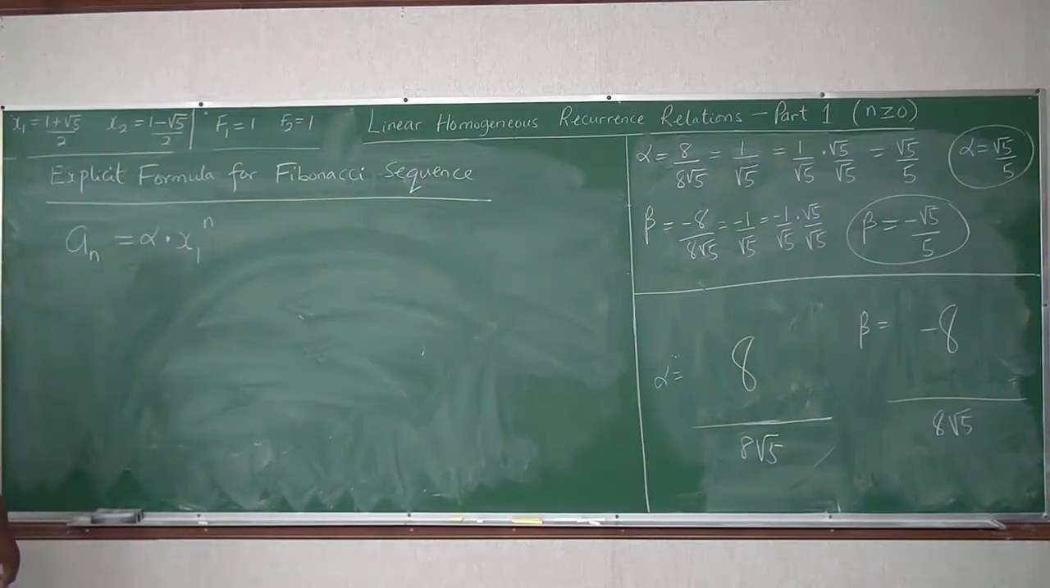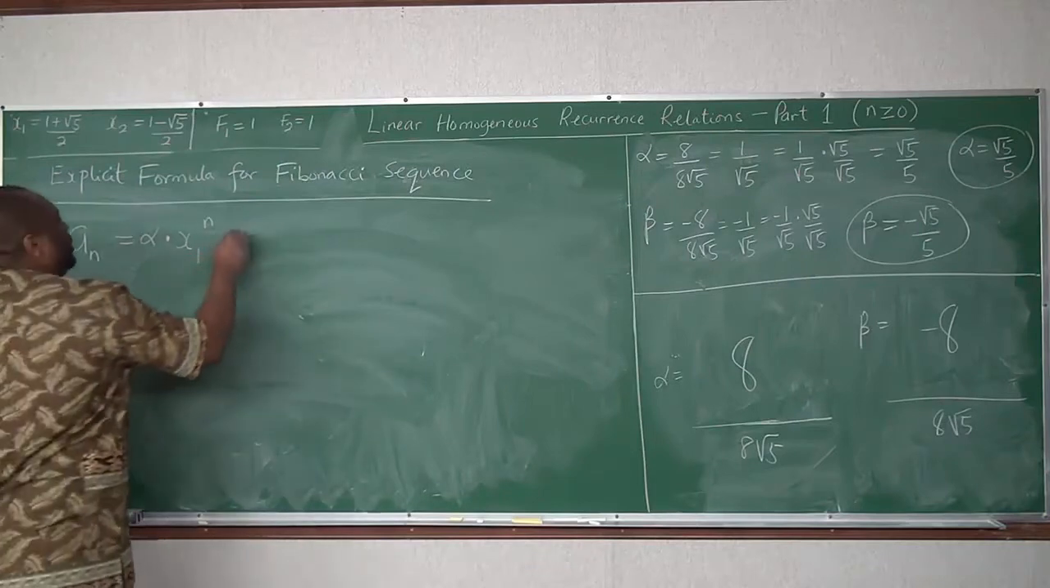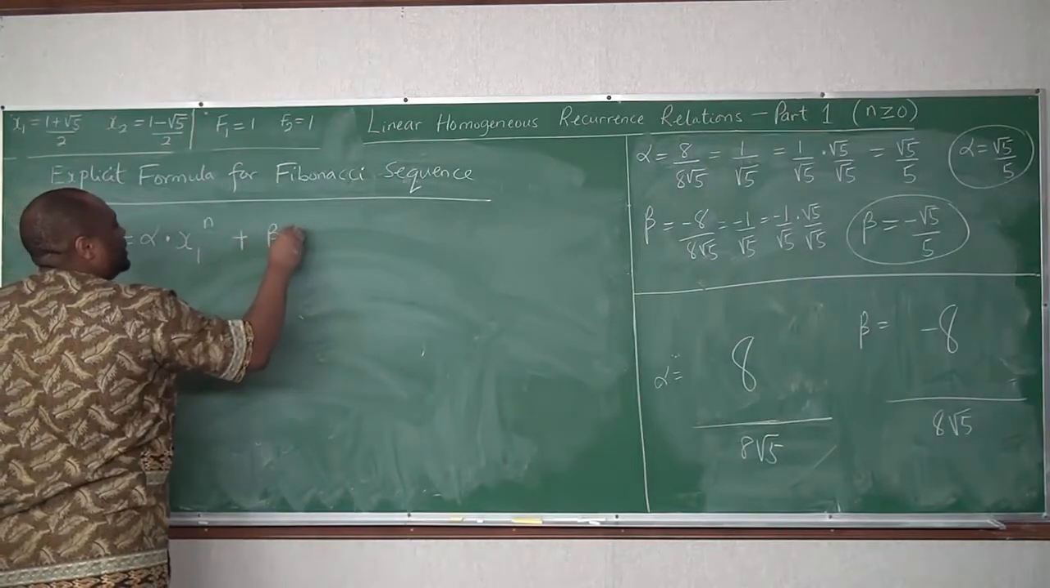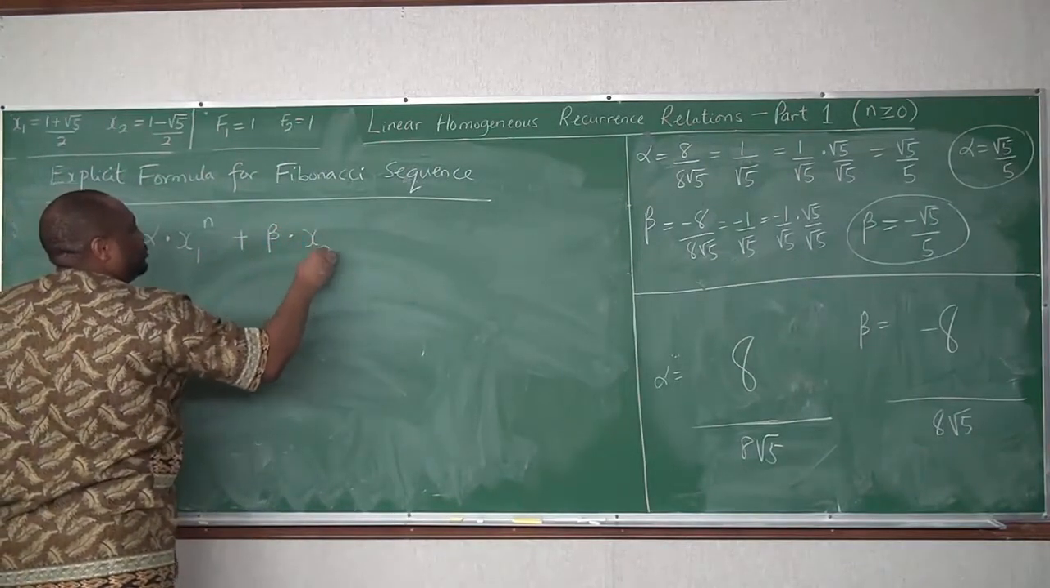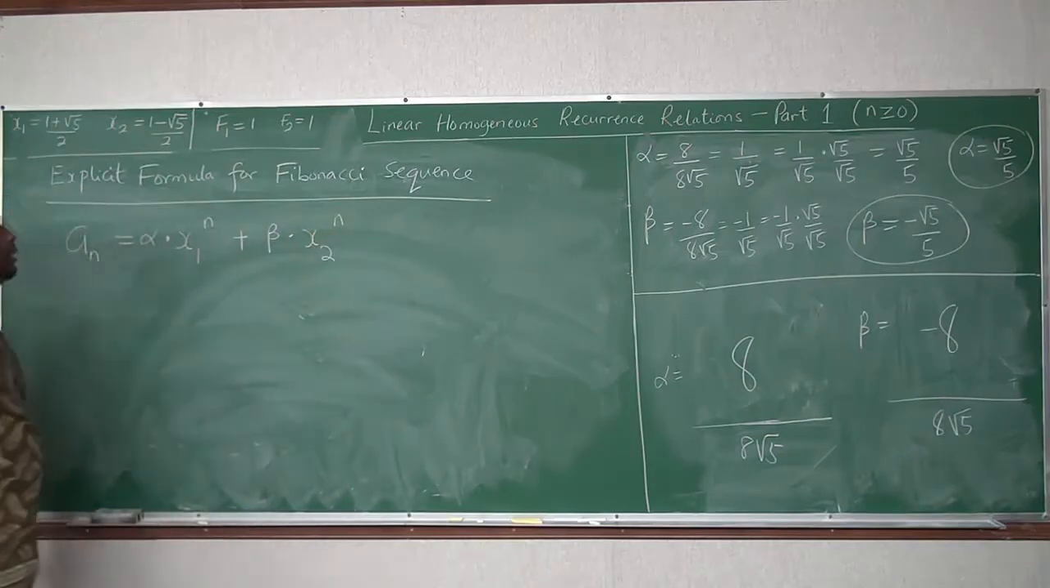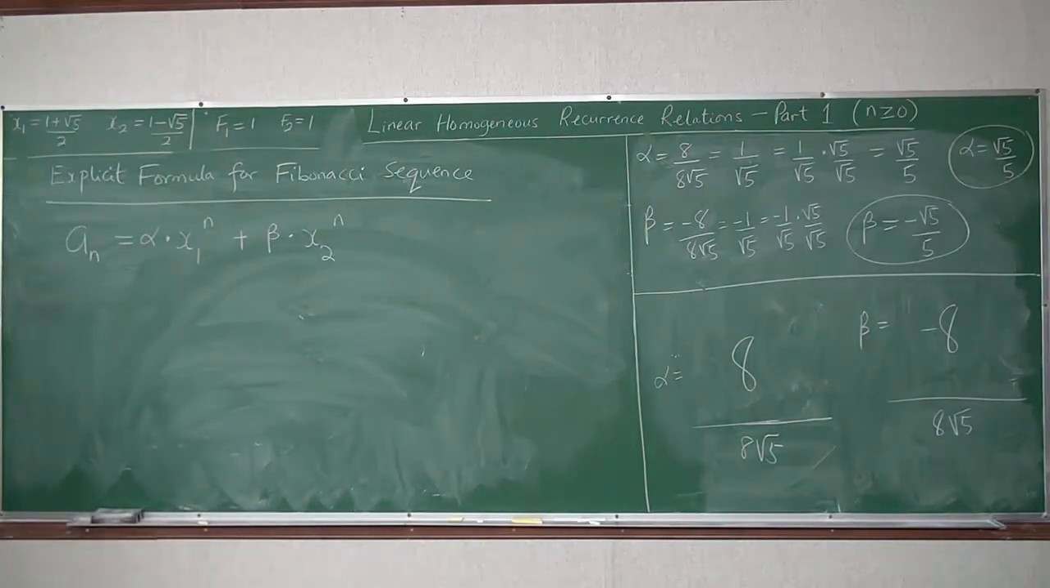You see, we needed those. We needed alpha, we needed beta, we needed x1, we needed x2. Then plus beta times x2 to the n. That's it. That's our explicit formula.